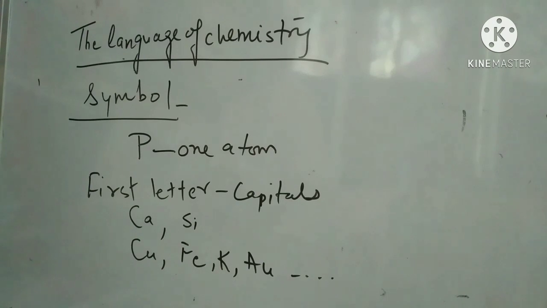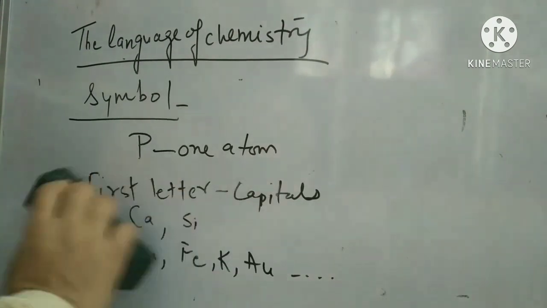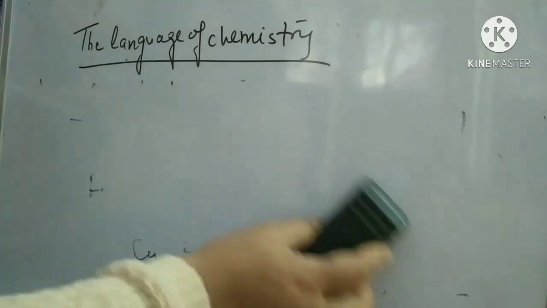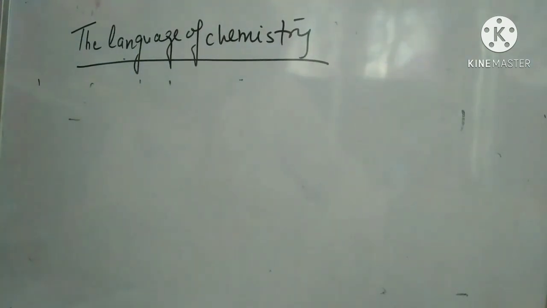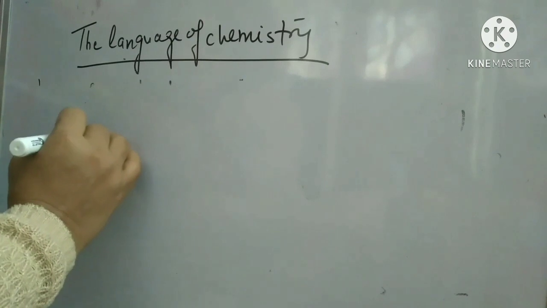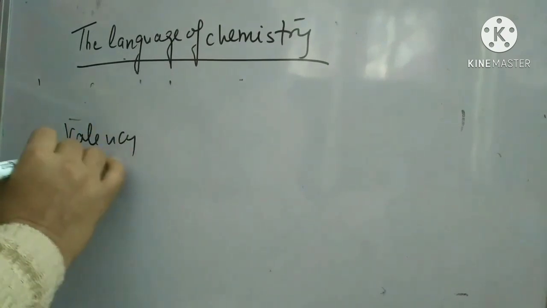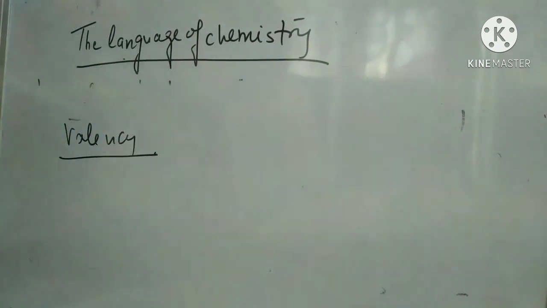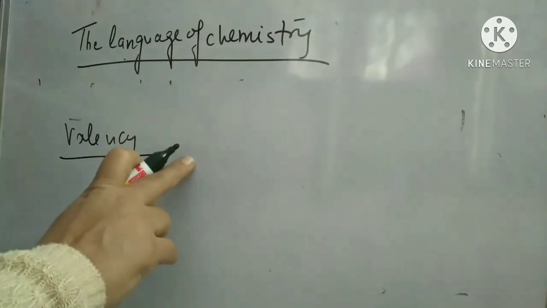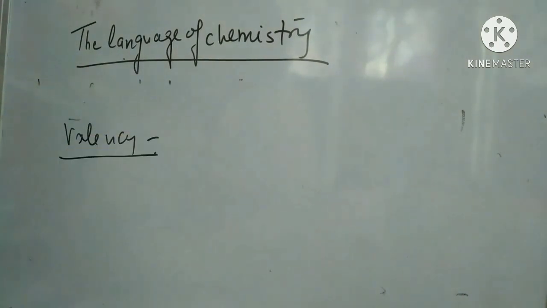Now, coming to the next point, that is valency. What is valency? The number of hydrogen atoms which can combine with or displace one atom of the element or radical so as to form a compound.